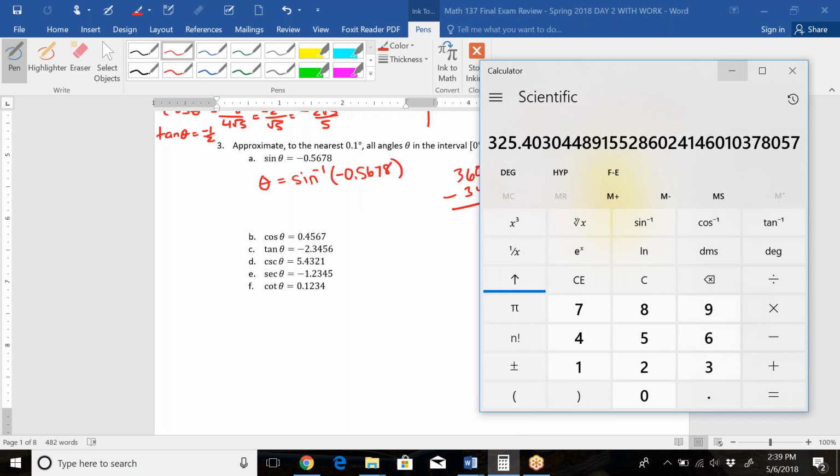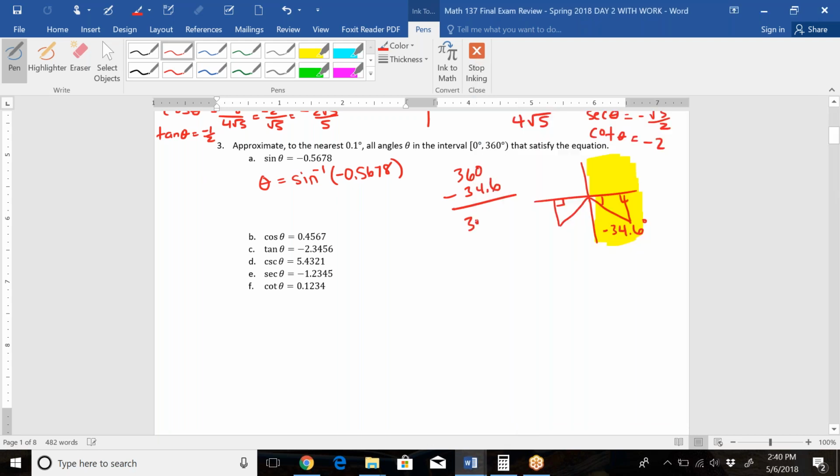So 325.4. One of my answers is 325.4 degrees. That's my quad 4 answer. I also know that there should be a reference angle of 34.6 degrees over here in quad 3, because that's another place you can have a sine with a negative ratio. For that one, you would need to add 180 plus that to get the angle.